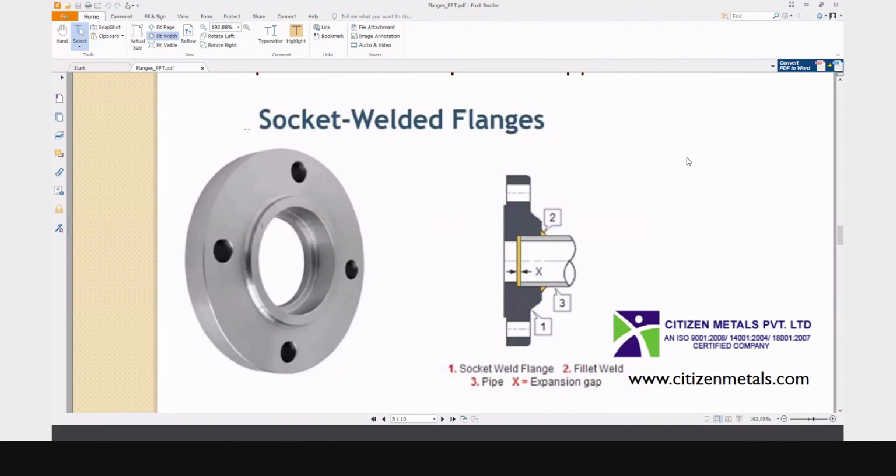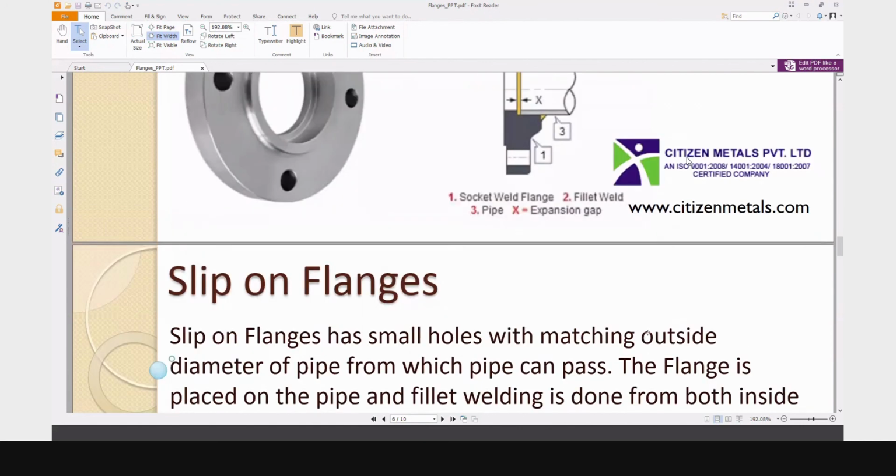So this is the socket weld flange. You see here, a certain gap of 1-2 millimeter is maintained, in case there is severe expansion. So a gap is maintained in between these two faces, the pipe and this flange face.